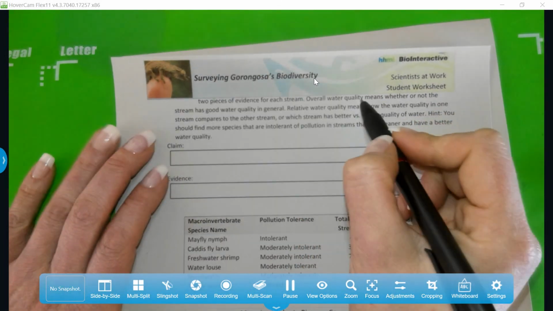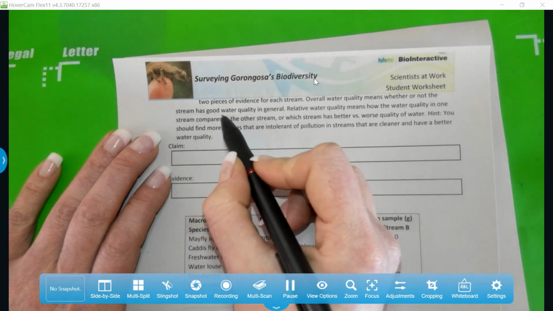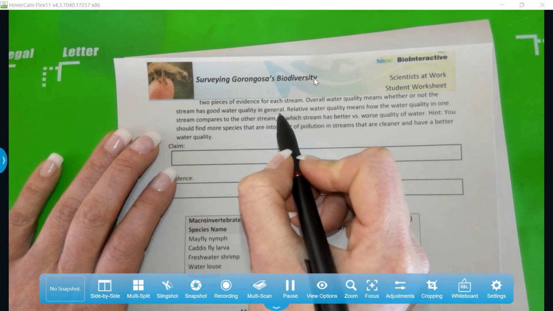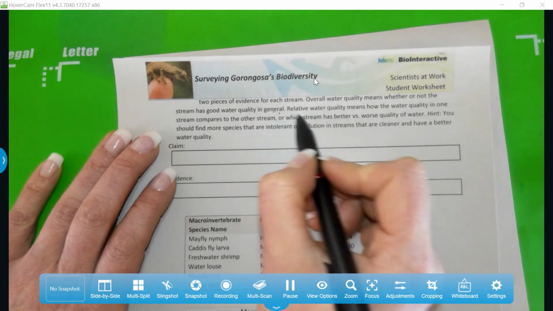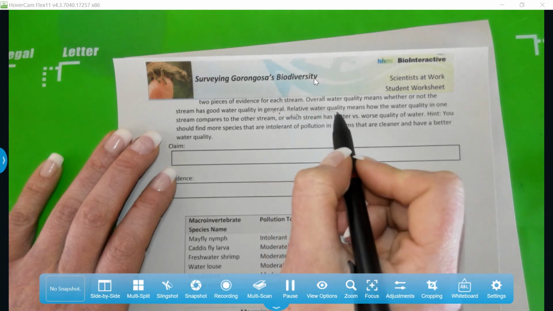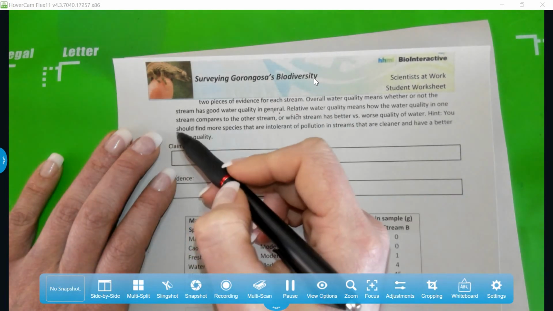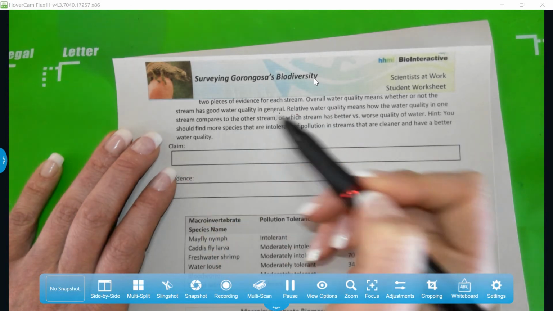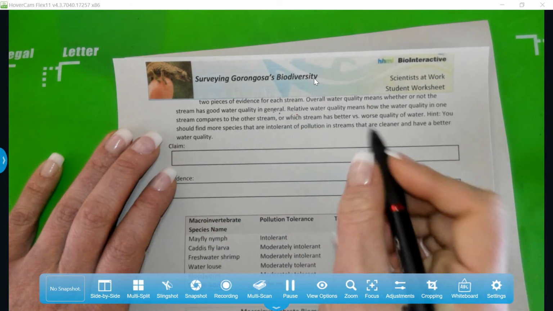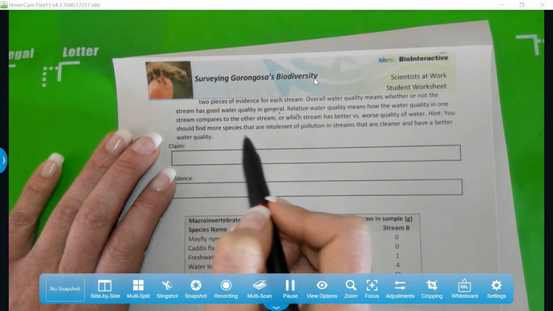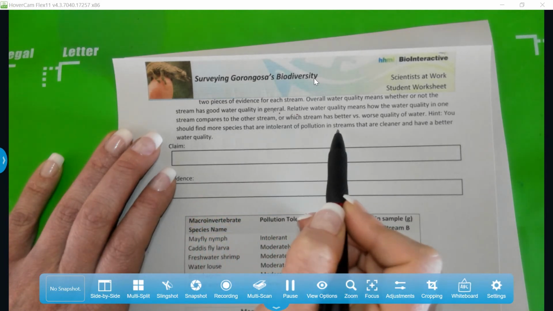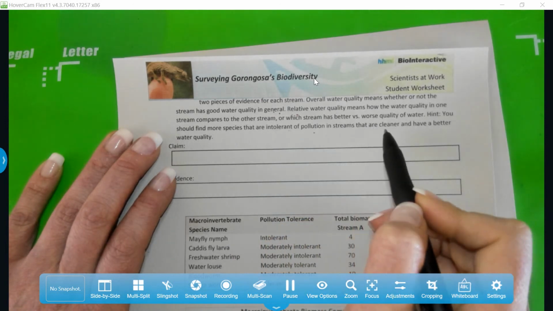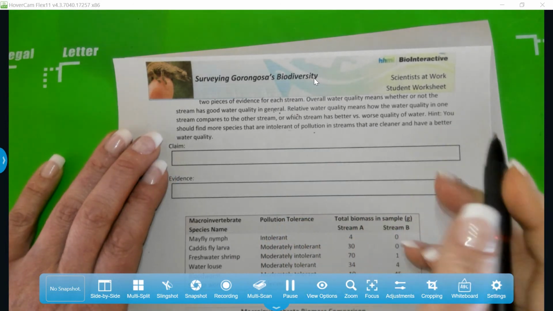So overall water quality means whether or not the stream has good water quality in general. Is it healthy? Is it high quality, healthy water or not? Is it polluted water? Relative water quality means how the water quality in one stream compares to the other stream. So which stream is healthier and which stream is less healthy. And here's your hint. You should find more species that are intolerant of pollution. They do not tolerate pollution in streams that are cleaner and have a better water quality.